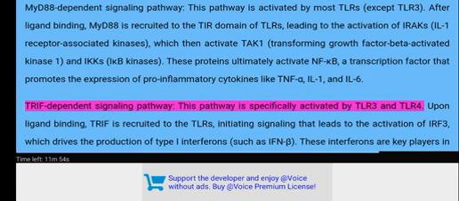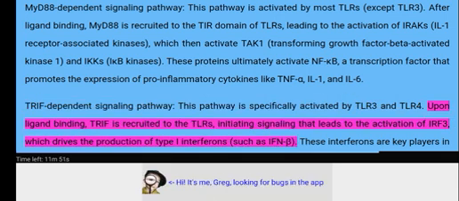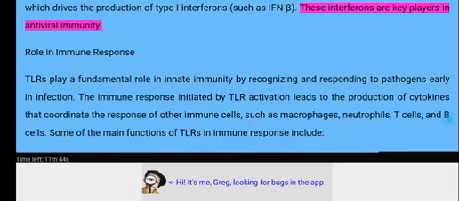TRIF-dependent signaling pathway. This pathway is specifically activated by TLR3 and TLR4. Upon ligand binding, TRIF is recruited to the TLRs, initiating signaling that leads to the activation of IRF3, which drives the production of type 1 interferons such as IFN-alpha and beta. These interferons are key players in antiviral immunity.